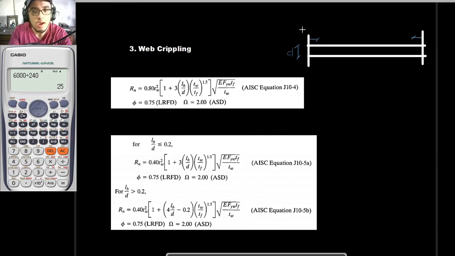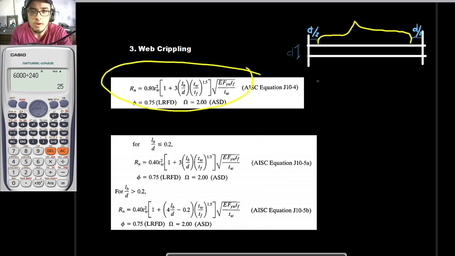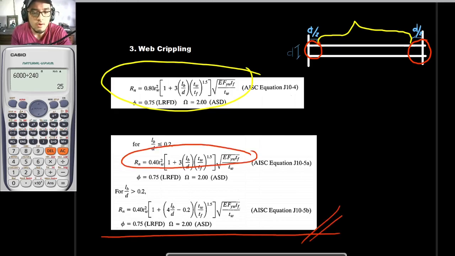Hirap mag-drawing. Okay. D over 2 yan. And ito yung D over 2. Depth over 2. If your point load would be from here, would be here, or let's say here, basta kahit saan in this region right here. So, pag yung point load mo is in this region right here, kahit saan dyan, you would be using this equation right here. But if your point load would be located here in these parts right here, you would be using this equation right here.